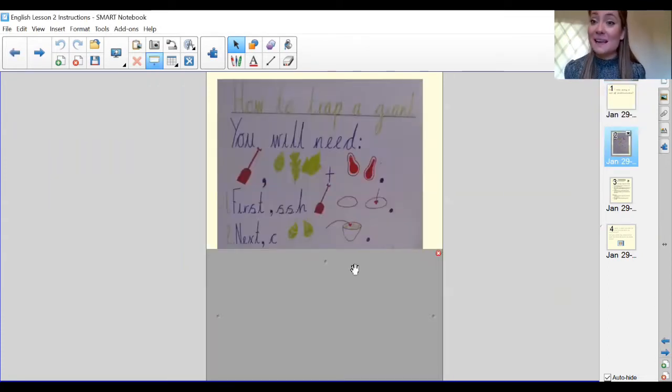So let's just remind ourselves about our story map. Are you ready? So I'm going to do my turn, then your turn. So please join in with me. So we've got how to trap a giant. Your turn. Good. You will need. Your turn. Okay. A large spade, comma, some leaves and some meat. Full stop. Your turn.